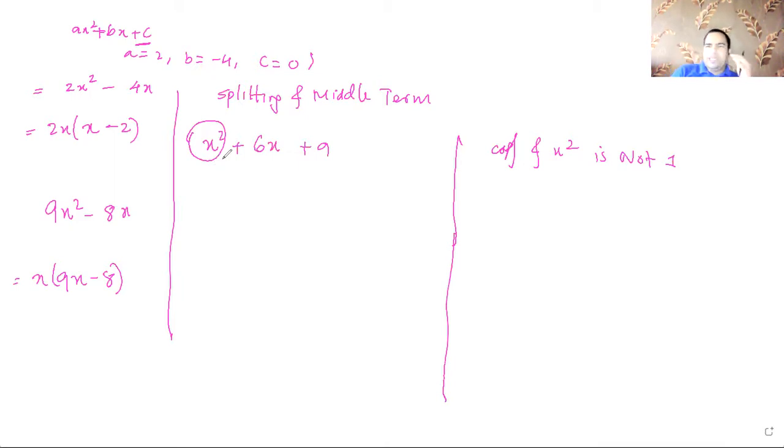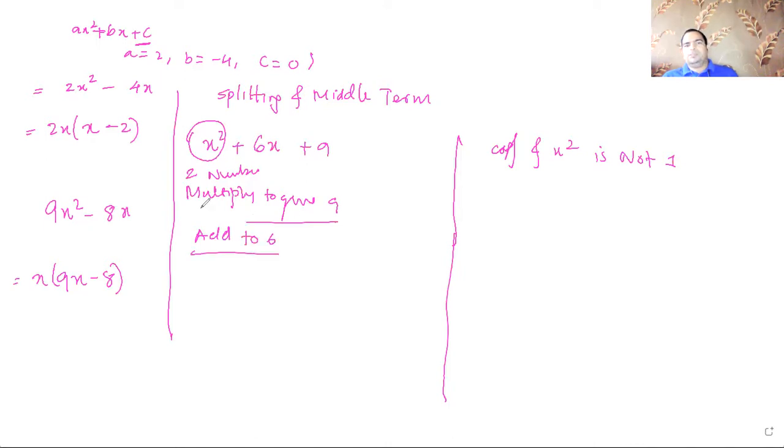Now why it is called the splitting middle term technique: first, once you verify that the coefficient of x squared is 1, you go ahead with the next term, the coefficient of x. You need to find two numbers which multiply to give 9 and add to 6. The two numbers multiply to 9 and add to 6. This number is the product of the two numbers, and this is the sum of those numbers. So positive 6 is the sum and the product is 9.